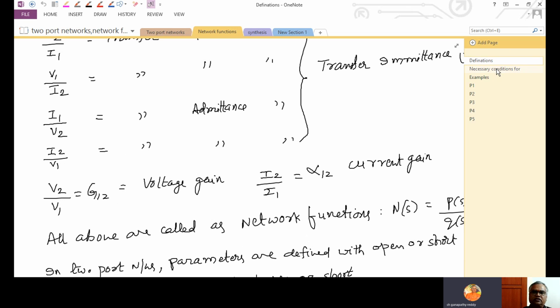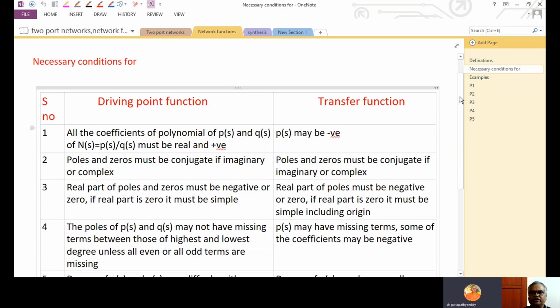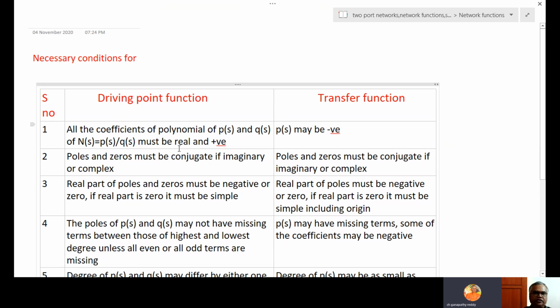Now, what are the necessary conditions? Necessary conditions for driving point functions and transfer functions. They take up different possible networks, find out the driving point functions, find out the transfer functions. What is the commonality? What is the behavior of the poles and zeros, etc.? Those things are summarized below. So these properties are very important.